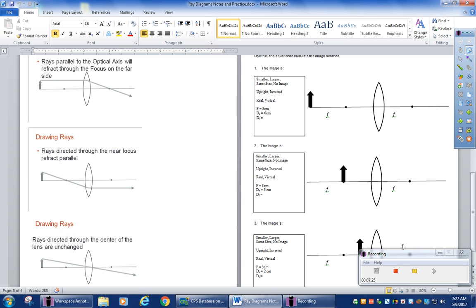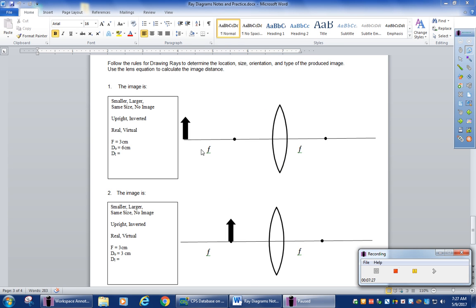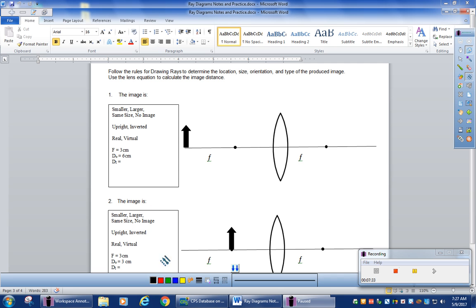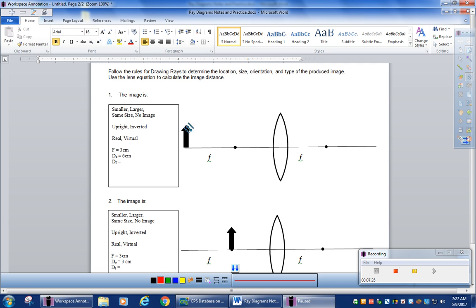So here I've got my first image. Just like before, I've got 3 lines that I'm going to draw. So the first line that I'm going to draw is going to start out at the tip of the arrow. I'm going to go parallel to the axis, so as straight as I can make it. And when I get to that center point of the lens, now I'm going to stop, and I'm going to change position. I'm going to bend and refract through the far focal point.